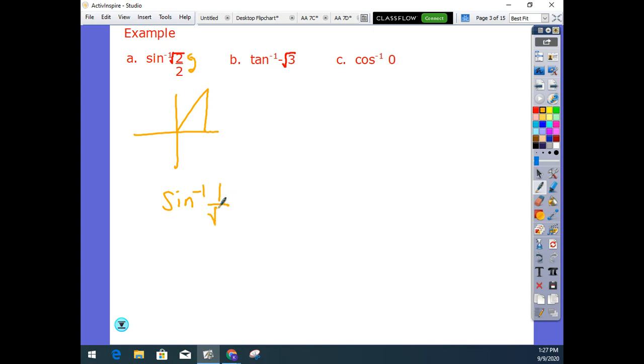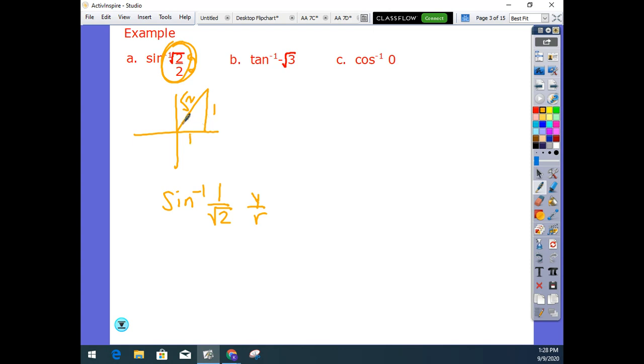This was really 1 over the square root of 2. Remember, you fix it by multiplying by square root of 2 over square root of 2. So you have to recognize how to unfix this to make this an easy problem. Okay, so sine is y over r. Once you unfix the radical, the y value is 1, and the r is the square root of 2. This is a 1, 1, square root of 2 triangle.